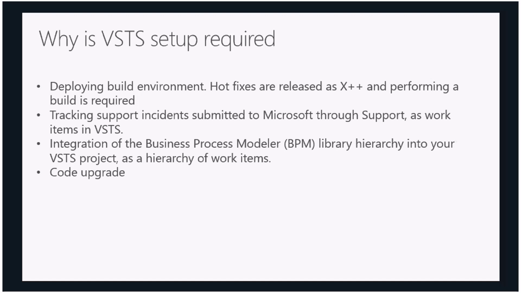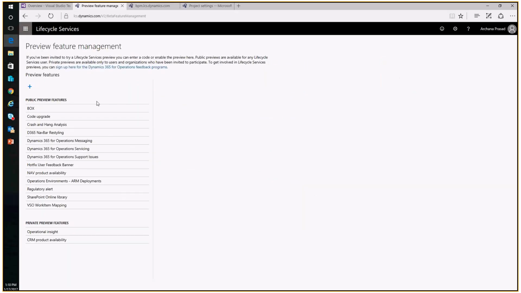So I'm going to be sharing the Edge browser for a bit, so you might see a slight lag there. So this is your Lifecycle Services. On your home page, there's a tab called Preview Feature Management. When you click on that, you would see all the public preview features out here, VSO work item mapping.